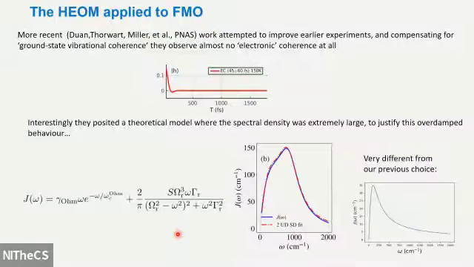What I found interesting, though, was their model. I'm a theorist. And so in their supplementary info, they have this very interesting choice of spectral density, which is very different from what we used in the simulation so far, in the sense that it's much, much bigger and much, much wider. Here you can see the scale is 2,000 inverse centimeters, and I've expanded this also to 2,000 inverse centimeters. So it has a much stronger interaction with the system across a larger range of frequencies.